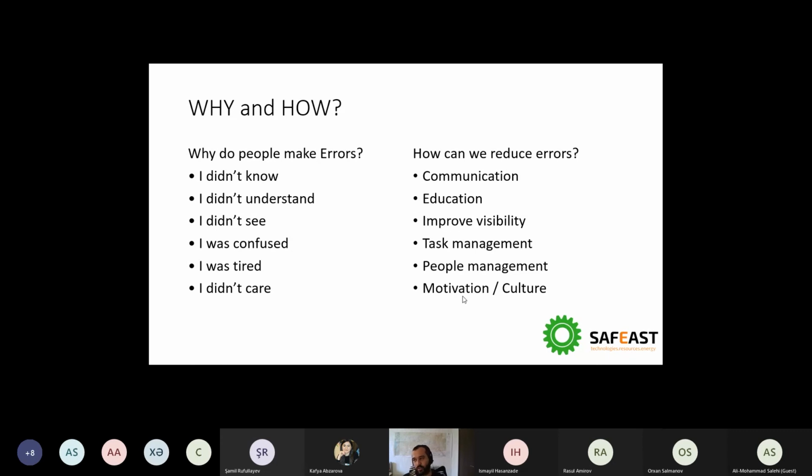But how can we reduce errors? If they say I didn't know, we need to make better communication. When they say I didn't understand, we need to train and educate them better. For I didn't see, we need to improve the visibility of the workplace. When they say I was confused, you need proper task management, breaking tasks down further if they are too big to deal with. When they say I was tired, it's about fatigue and people management. But for didn't care, it's really serious and it requires safety culture and systematic motivation.